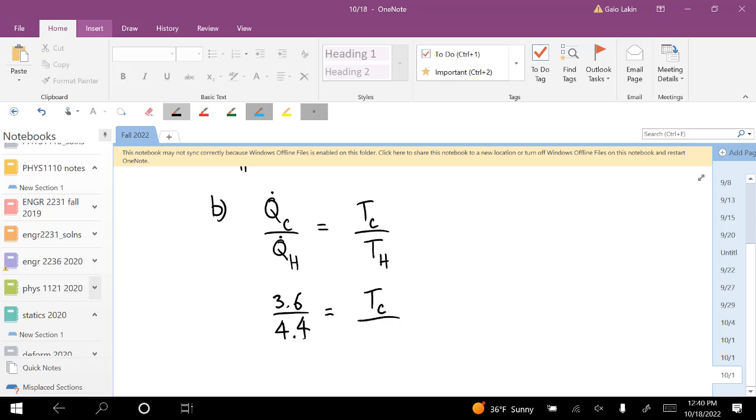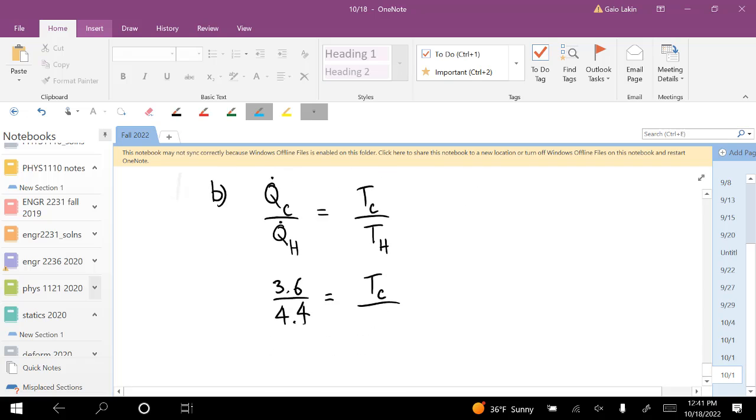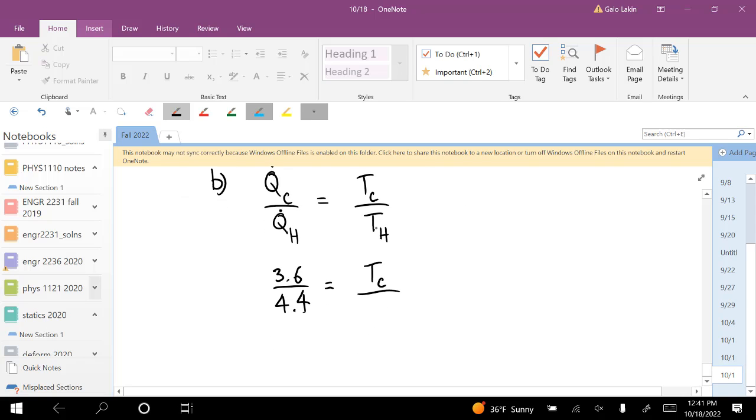It's only inefficiencies that keep those coils from being the same temperature as the reservoir. And so that's 20 degrees Celsius. Remember that you have to put that in Kelvin, so that's 293. And so TC is equal to 3.6 over 4.4 times 293. And what do you get for that?